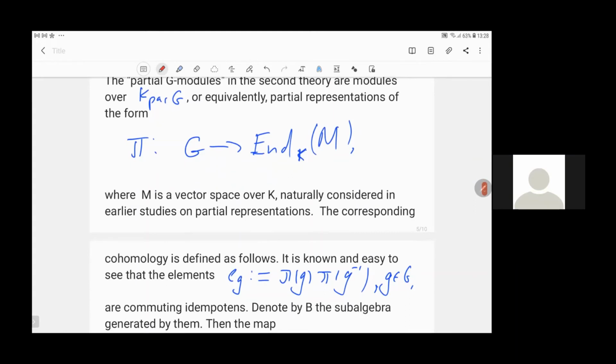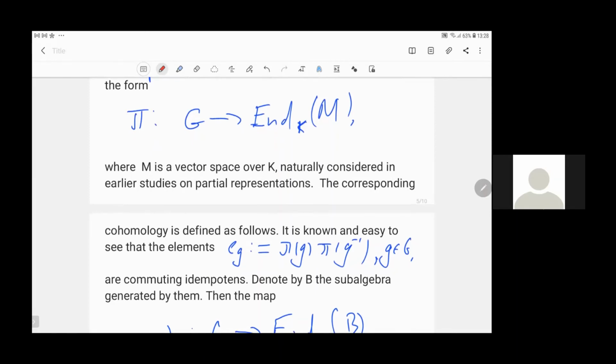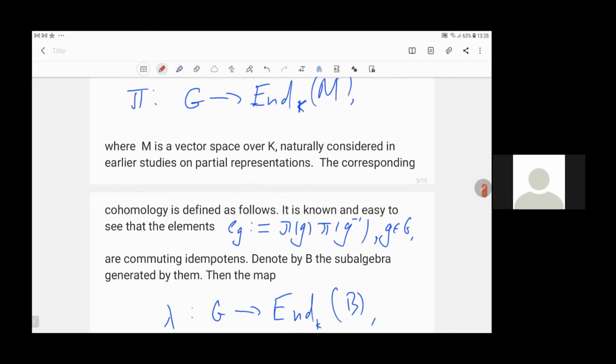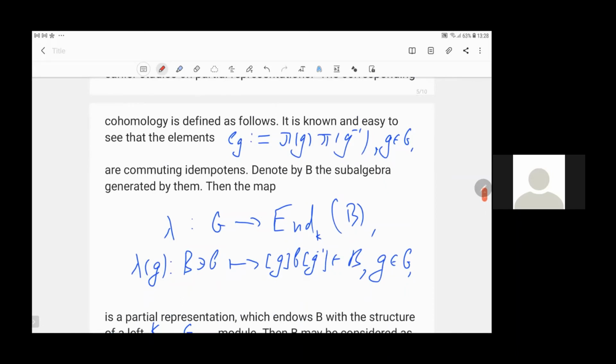So how is it defined? Given a partial representation pi, we consider the elements E sub g of the form pi g times pi g inverse. It is known and easy to see that these elements commute between themselves. So we can generate a commutative subalgebra by these elements, let's denote it by B. And then we can define a partial representation by K-endomorphisms of B. K could be a field or, more generally, a commutative ring.